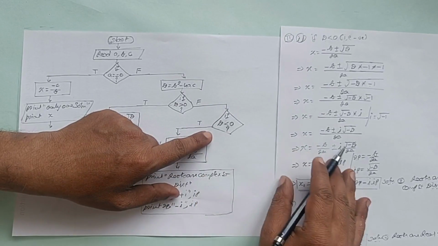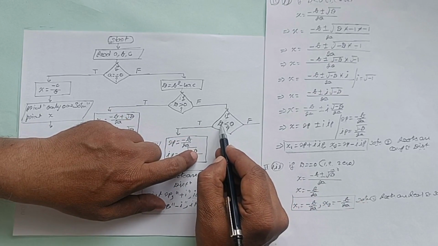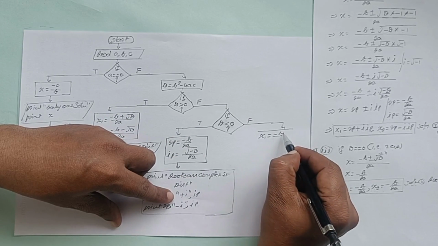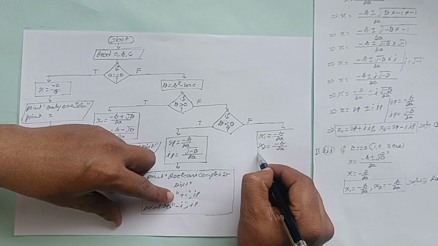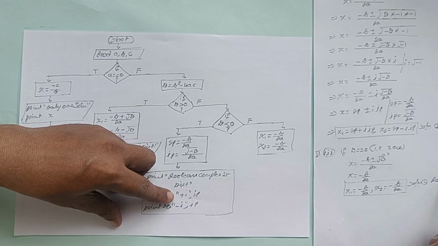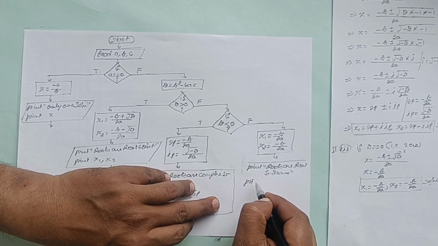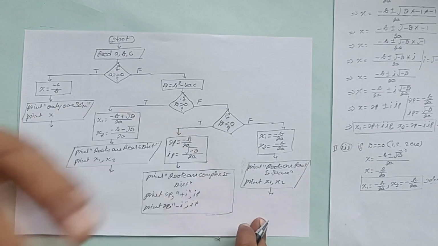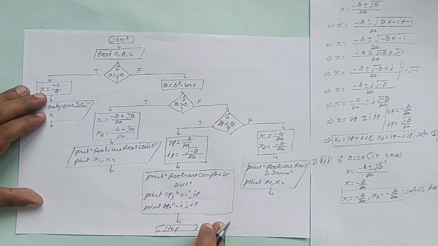If the value of d less than 0 is false, then automatically the d value should be 0. Then let us find the values of x1 and x2. x1 equals minus b by 2a, x2 also minus b by 2a itself. Before displaying these two values, what are the characteristics of roots? Roots are real and same. Print within the double quotation, roots are real and same. Then print x1 comma x2. Stop. The last step is stop.